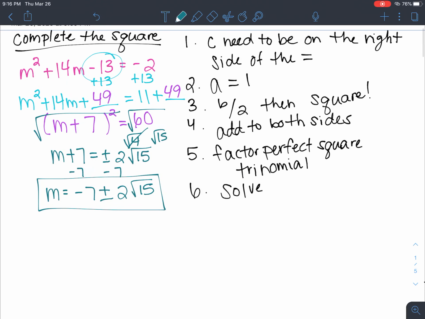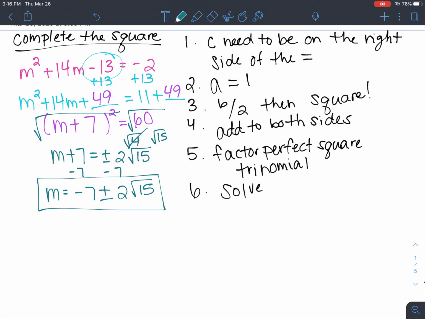So we made sure C was on the right side of the equal sign. We checked to see that A was 1. If A is not 1, then we have to divide by A. So if we had something where A was like 2 or 3, we would divide everything in the equation by that number. Then we take half of B and square it, and add it to both sides. That's what I did there in purple. Factor the trinomial, that's my purple. And then I continued solving in that dark teal. So that's completing the square. I'm going to move on to some other questions that you guys had asked.